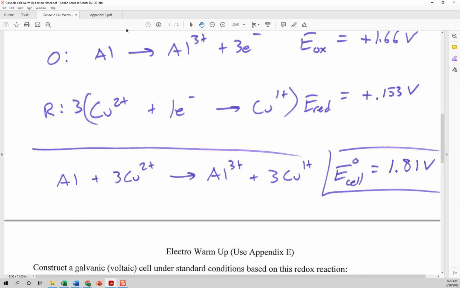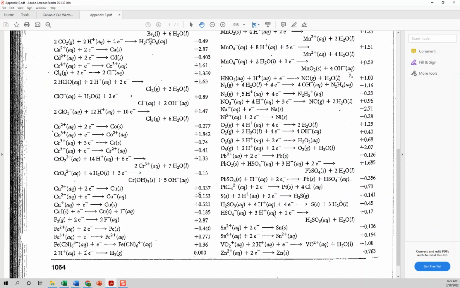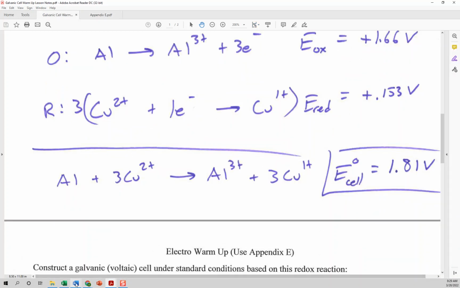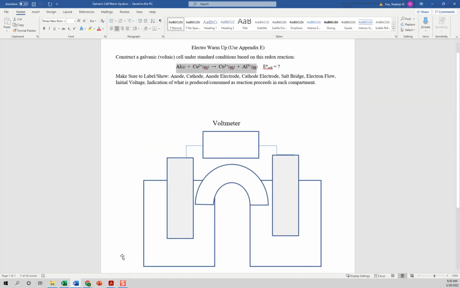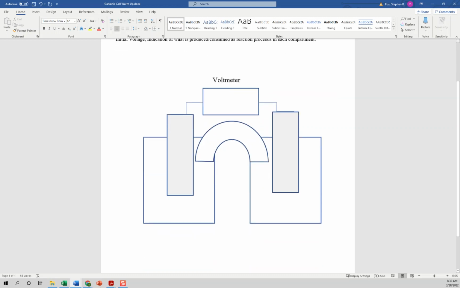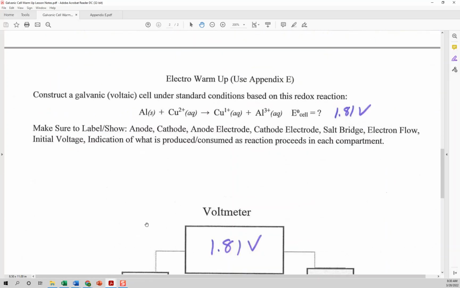All right. So again, if we go back to our Word document here, our warm-up, so now we know what this is, that's 1.81 volts. Okay, so now that's what we know. So that's what's going to display in our voltmeter when we set it up. But now we need to set up our galvanic cell, right? So for this one, I set it up in the opposite direction, okay?